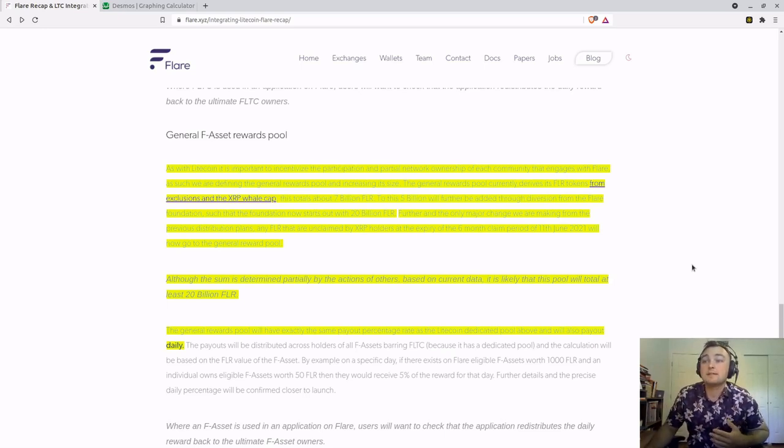As with Litecoin, it is important to incentivize the participation and partial network ownership of each community that engages with FLR. As such, we are defining the general rewards pool and increasing its size. The general rewards pool currently derives its FLR tokens from exclusions and the XRP whale cap. This totals about 7 billion FLR.